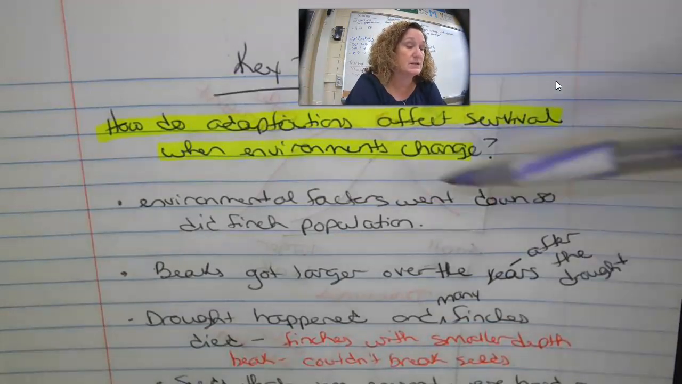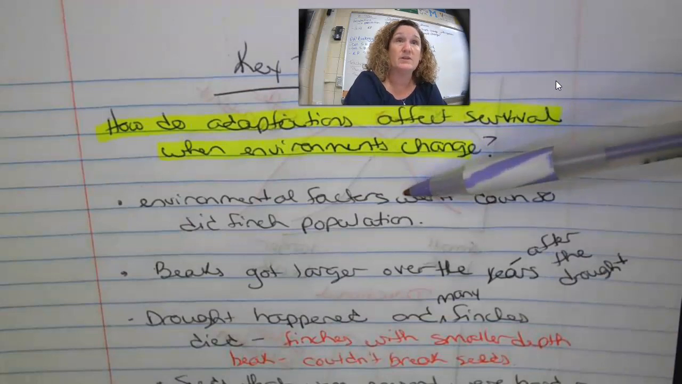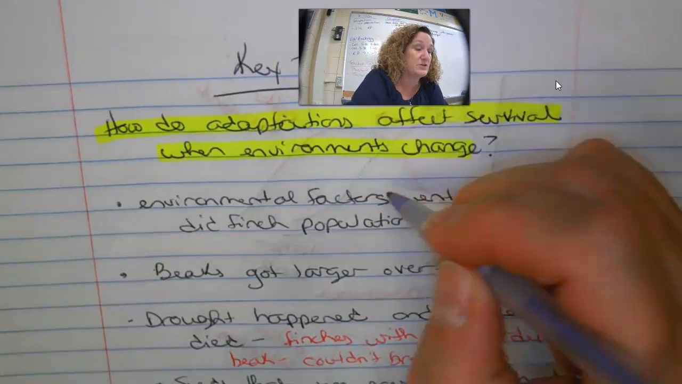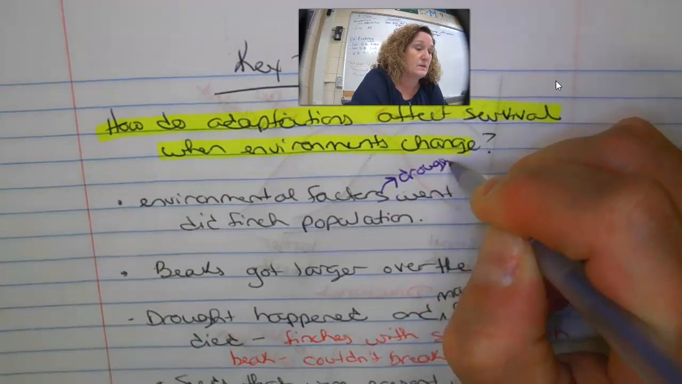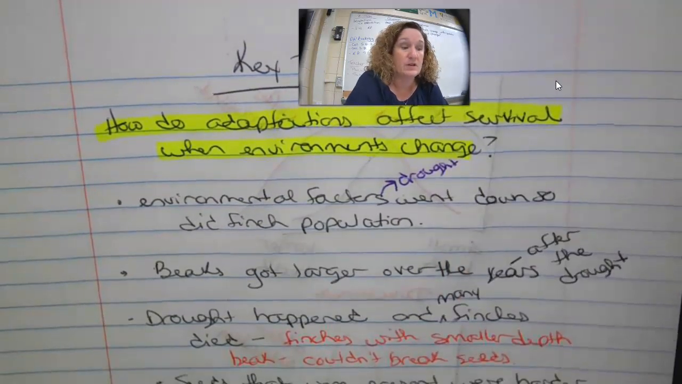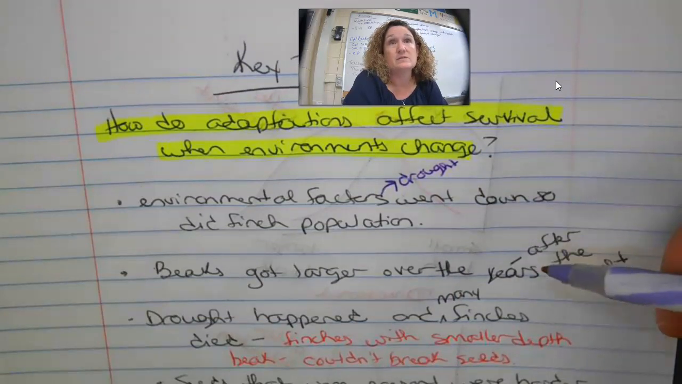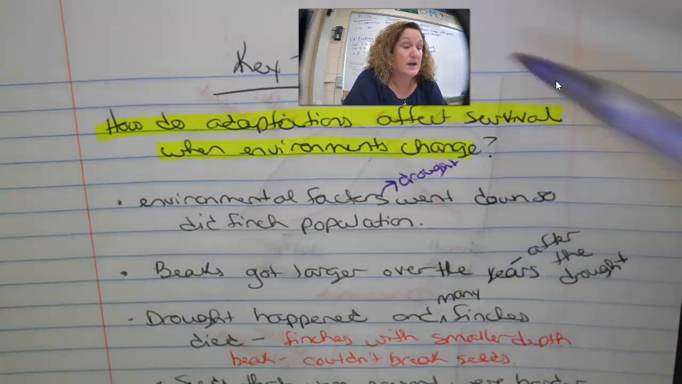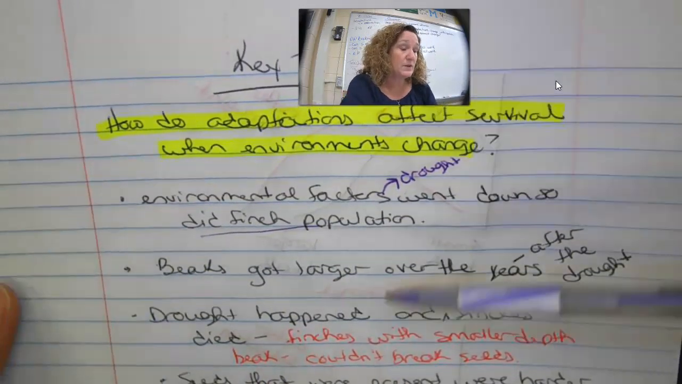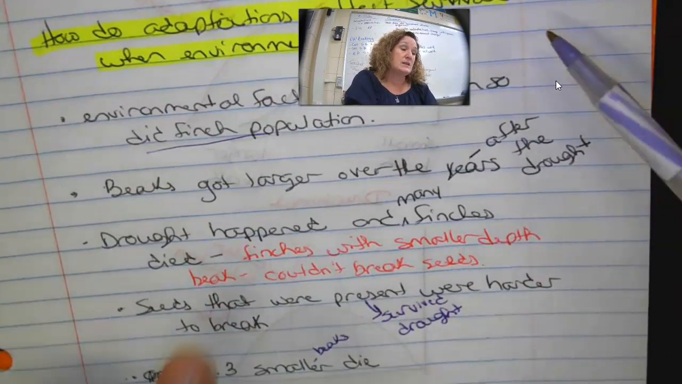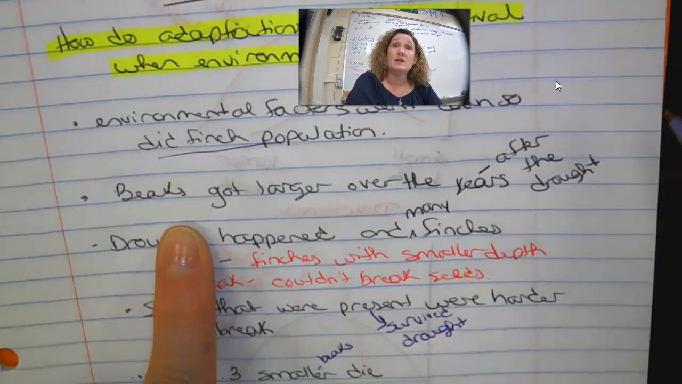So we've got the idea that there were environmental factors changing. The environmental factors changing had to do with the drought during that year of 1977 and the fact that there was not as much rain. Due to that, we also saw our finch population going down. After the drought, we did see in our finch population that the beaks got larger.